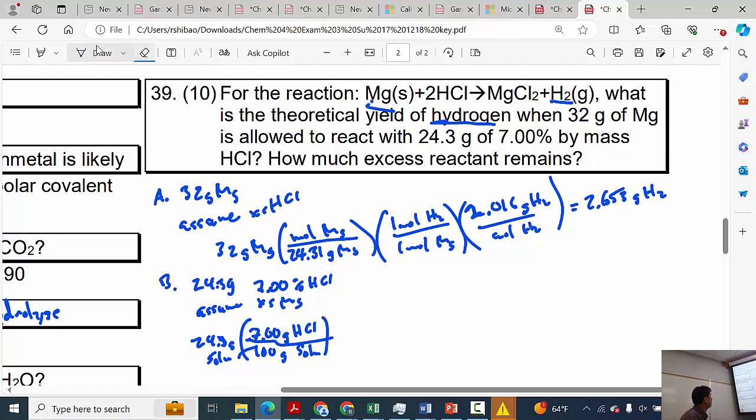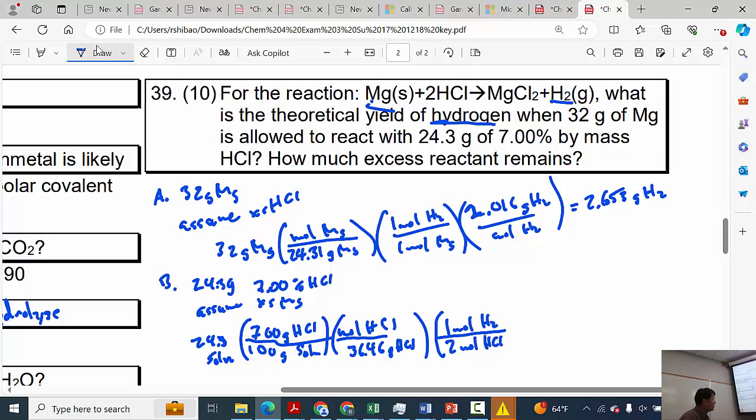All right. Then, okay, the molar mass of HCl. 1 mole of pure HCl weighs 36.46 grams. And then we're going to get 1 mole of H2 for every 2 moles of HCl. And then we're going to have 2.016 grams of H2 for every mole of H2.